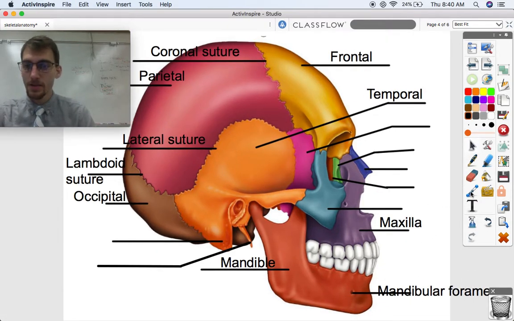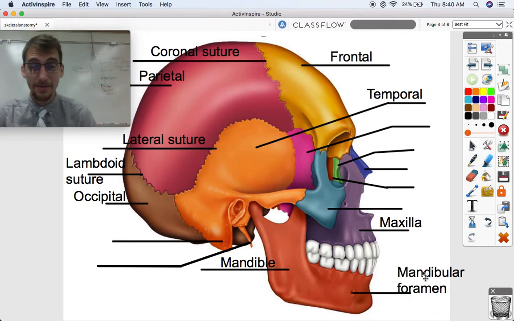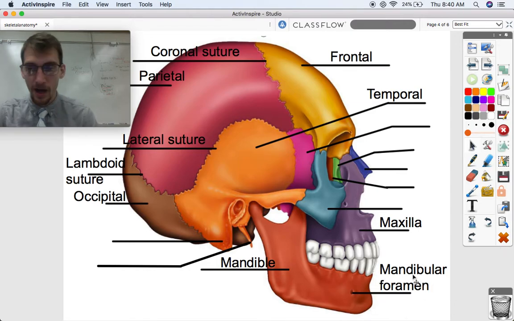I'm not exactly sure what that does. I'll be honest with you. Google it. I don't have time to Google it in this video, but Google it. I'm not sure what it does. I'd be interested to know. But that's what it's called, the mandibular foramen.